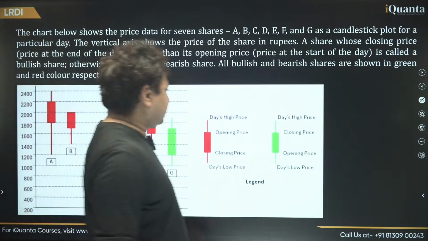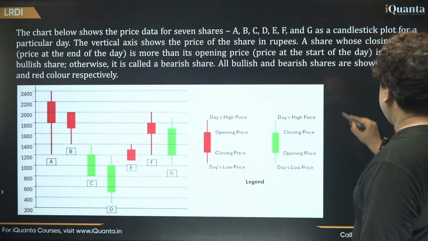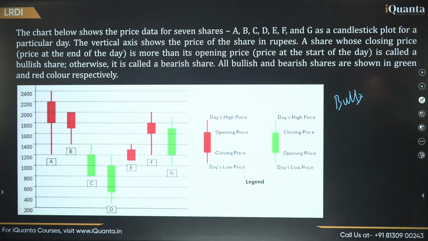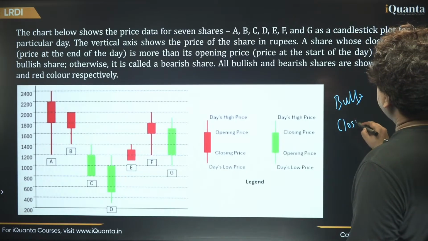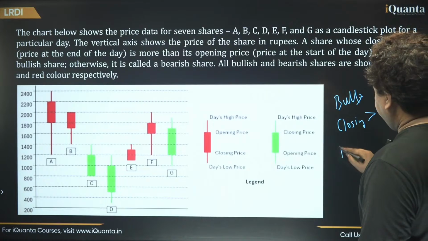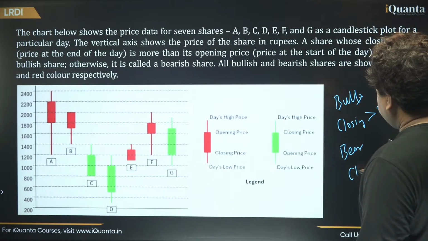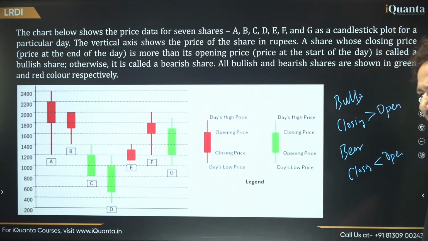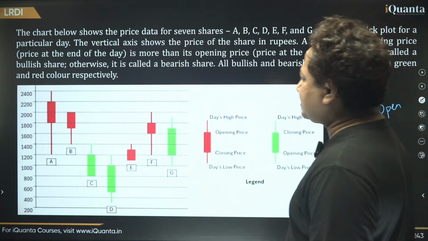Some people know this, some do not know it. तो एक बार मैं नोट कर लेता हूँ यहाँ पे. Bull. What is bull? Closing price is more than opening price, and bear will be when closing is less than opening, right? So when you have heard this term, bullish market, bearish market, okay, all bullish and bearish shares are shown in green and red color respectively.